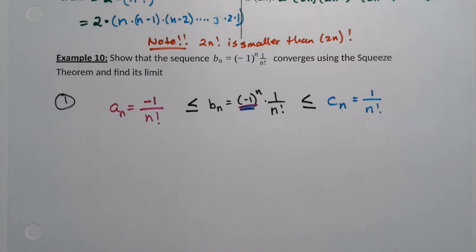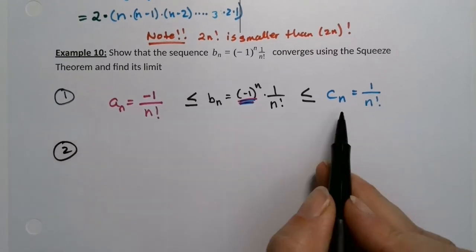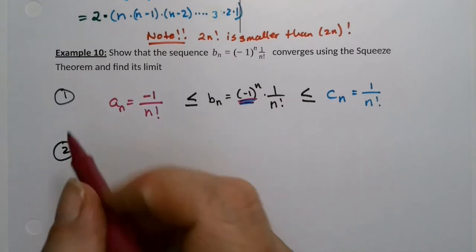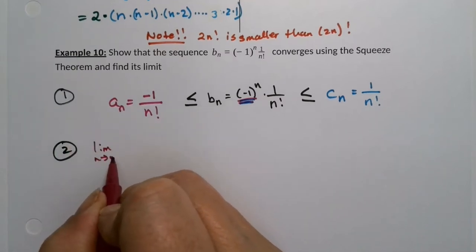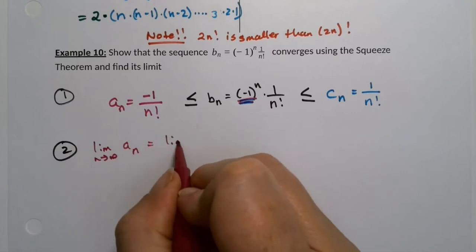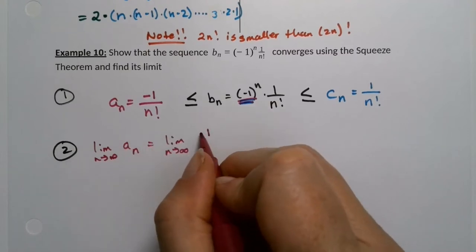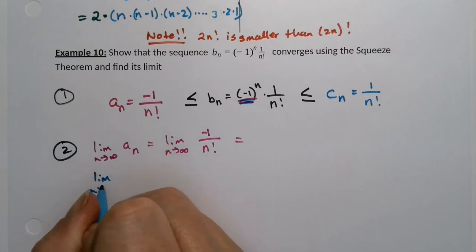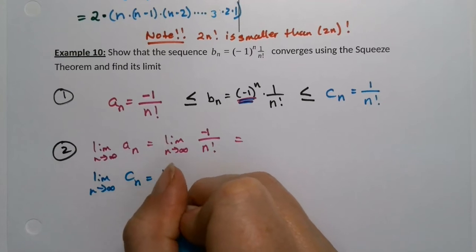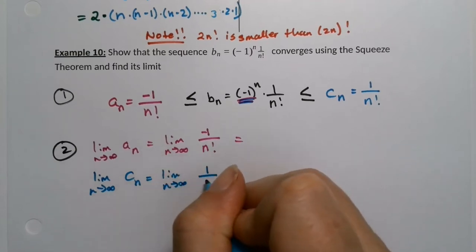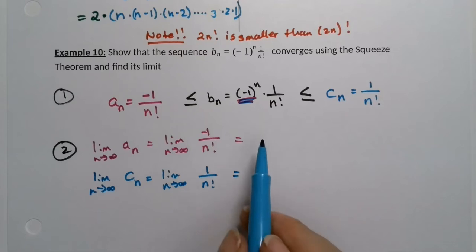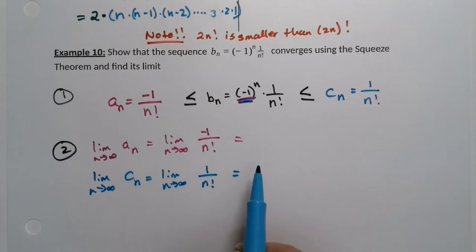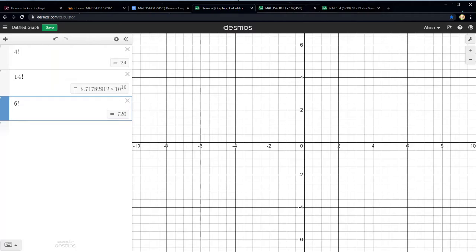I found 2 sequences. Now step 2, I have to prove that those 2 sequences squeeze. So I need the limit as n goes to infinity of a sub n, which is the limit as n goes to infinity of negative 1 over n factorial, to be something. And then I need the limit as n goes to infinity of c sub n, which is the limit as n goes to infinity of positive 1 over n factorial, to be the same value. So I need these to go to a value, and I need them to be the same. Now, are you thinking about what this value must be? Hopefully.